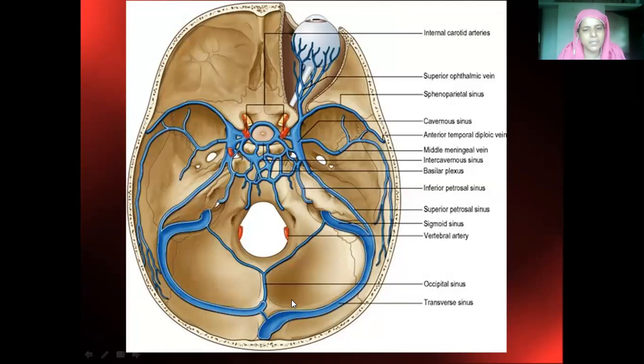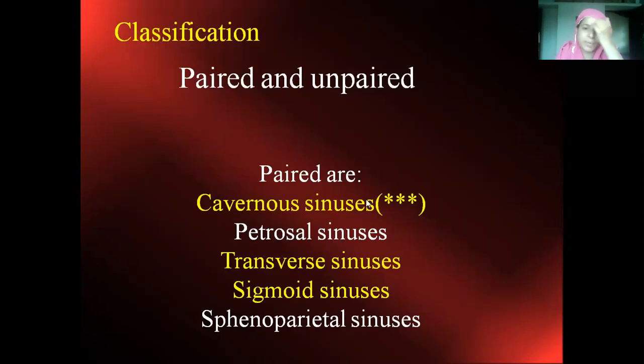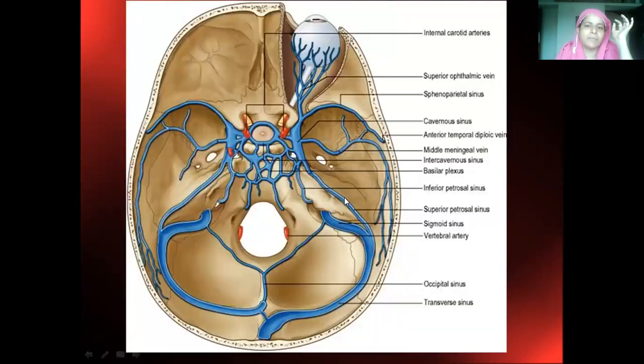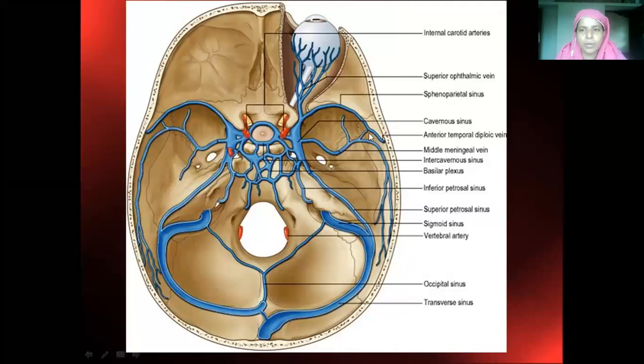Now if you look at this picture, we will try to see the sinuses. The three stars were kept in this slide because cavernous sinus is the usual essay question which is asked. So I will show you, starting from the cavernous sinus only. You are finding right cavernous sinus, left cavernous sinus. They are two in number, hence paired. You are finding one sinus here, the sphenoparietal sinus, which is paired. One more sinus which is paired here, S-shaped, you call it sigmoid sinus. One more sinus which is paired here, you call it transverse sinus.